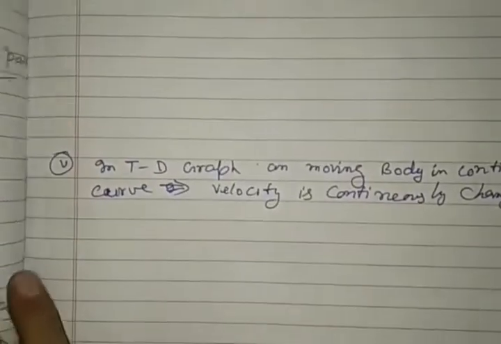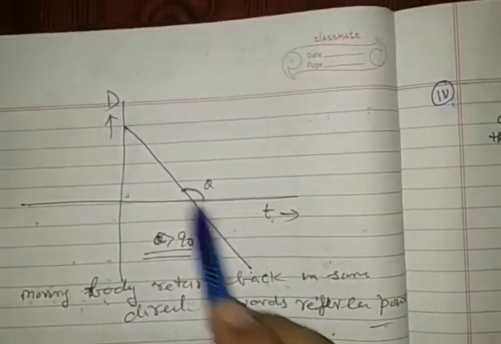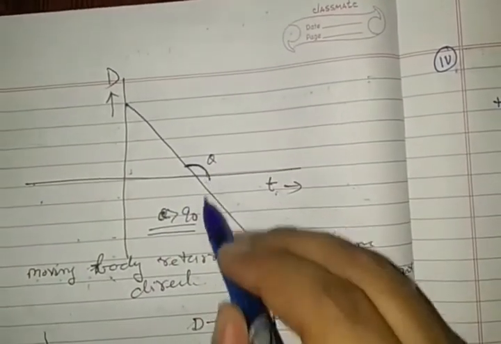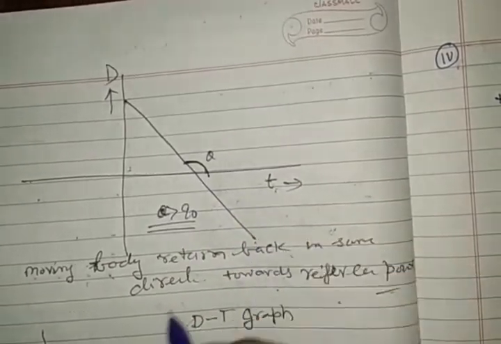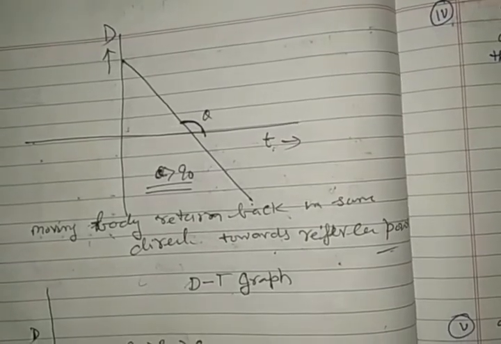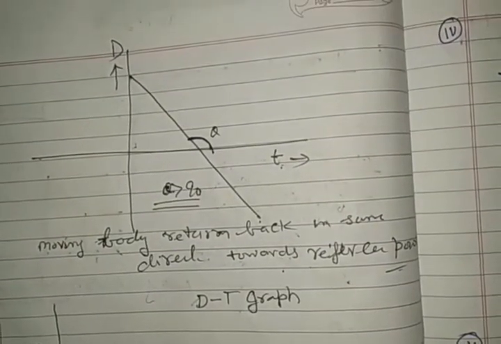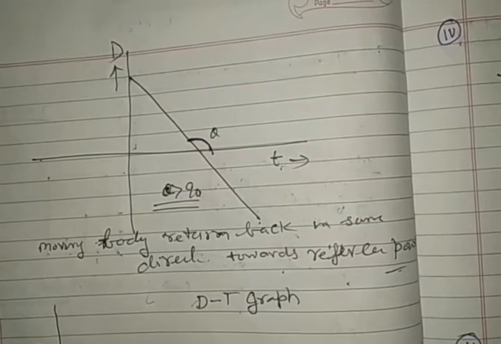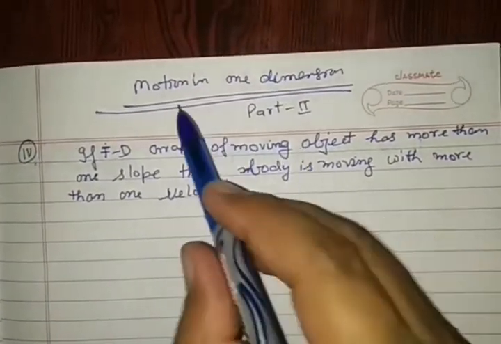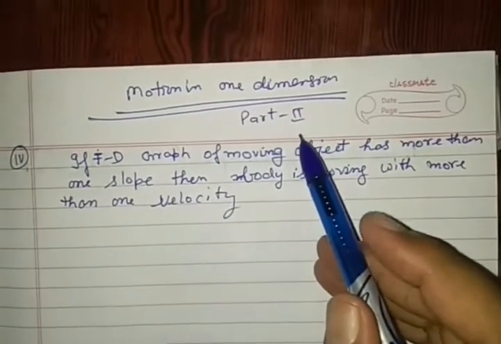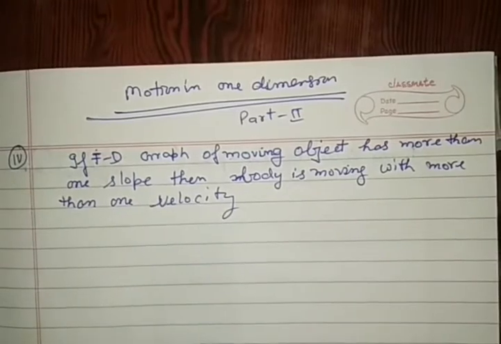Thereafter we saw one more graph, a displacement time graph where the straight line makes an obtuse angle with the time axis. In that condition, the moving body returns back, or we can say it is moving back towards the reference point from where it started its journey. Now we are going to see one more topic. The second part will begin from here. So be careful.